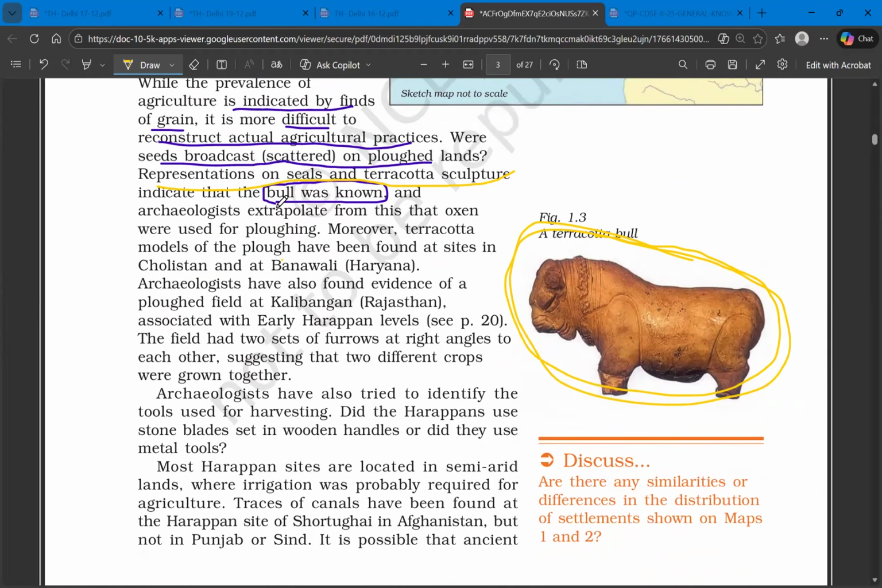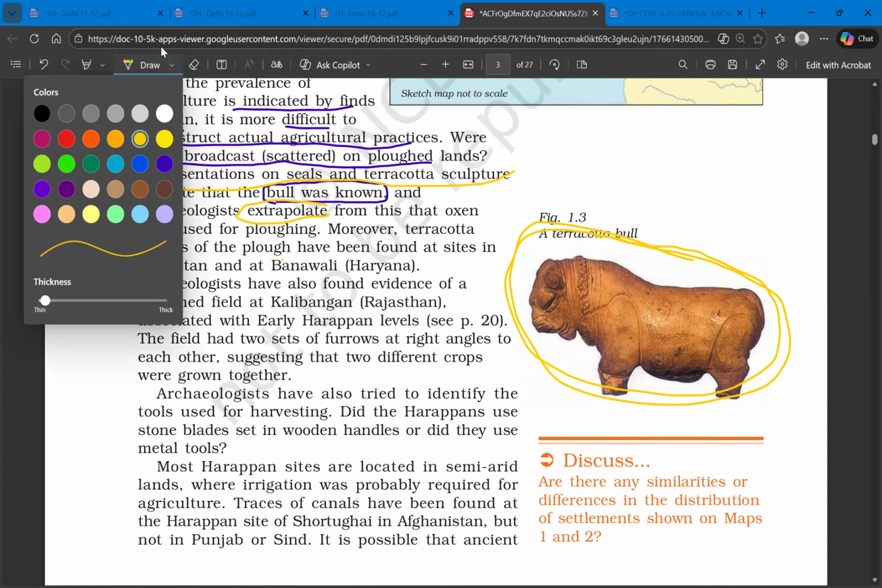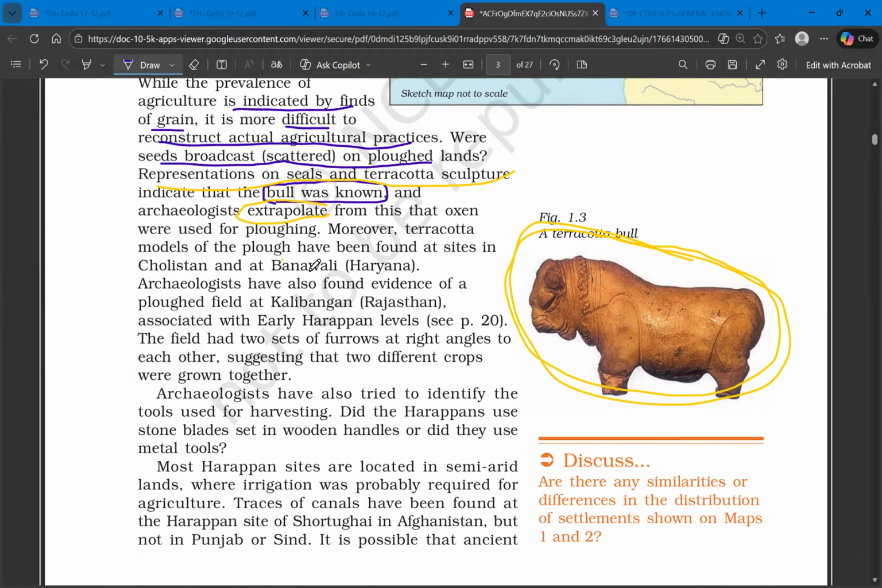And archaeologists extrapolate from this that oxen were used for plowing. Extrapolate means concluding something. So from the terracotta sculpture of the bull or its representation on seals, archaeologists concluded that oxen were used for plowing.